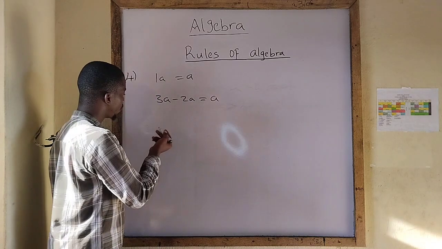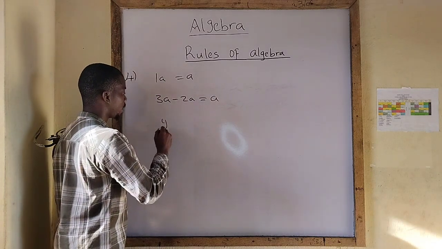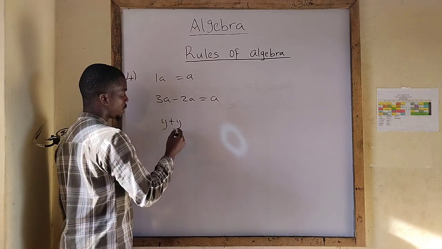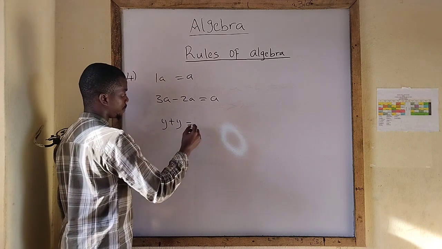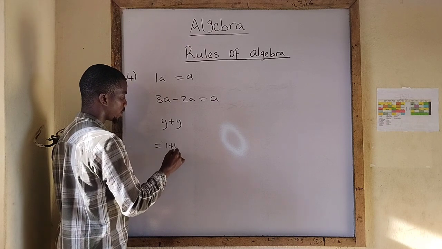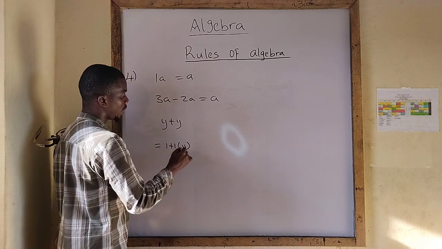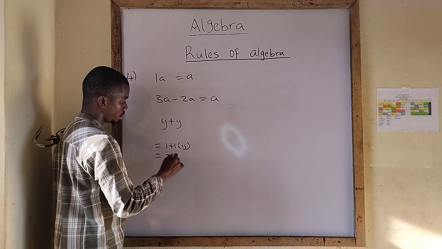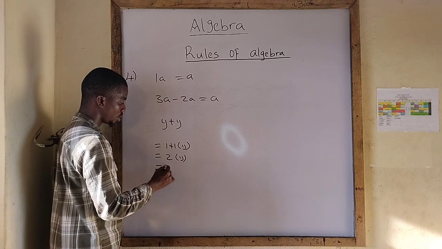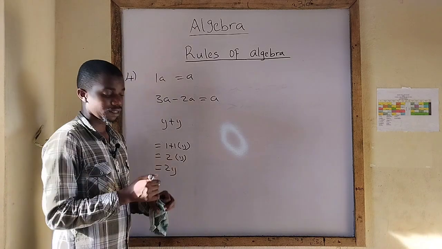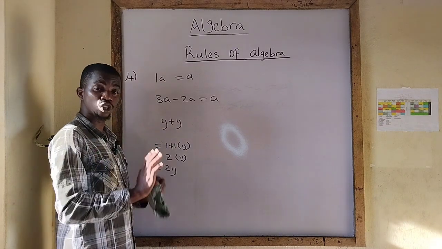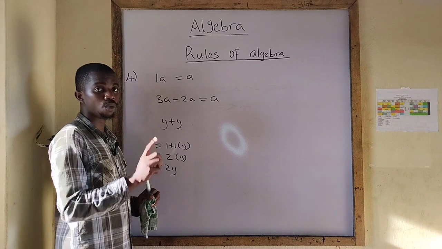So now if you have y plus y, solving this by factorization, this will mean 1 plus 1 in bracket y, which is equal to 2, and we open the bracket, that's 2 times y, and that's equal to 2y. So we don't show the coefficient of 1. When an algebraic term reduces to the coefficient of 1, we don't show it.